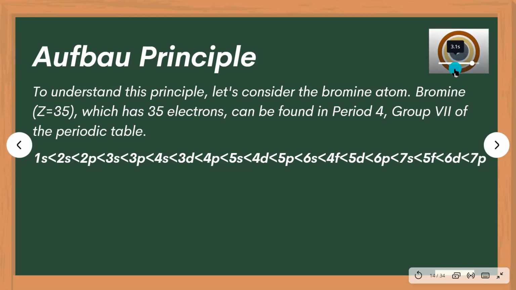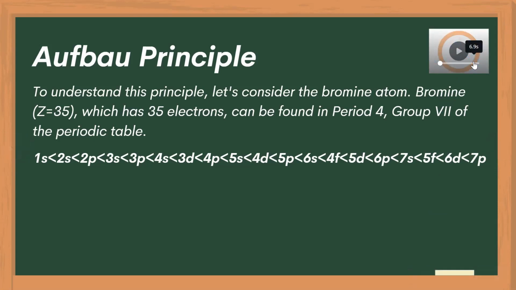Okay, now, to understand the principle, let us consider the bromine atom, which has 35 electrons and can be found in period 4, group 7 of the periodic table. Again, we're going to consider this arrangement or order in order for us to know the electron configuration of bromine. So now, let's try. You have here 35 electrons.